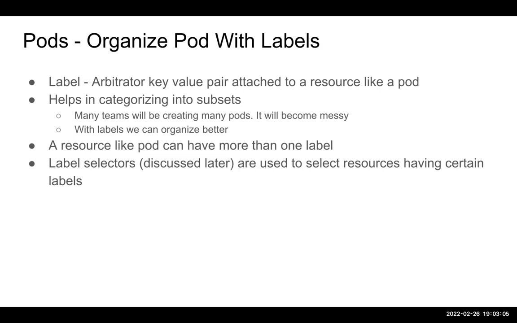So that way we can use labels, and it helps in categorizing the pods into subsets. One team can use some label, another team can use some other label, or within one team itself, you can use one label for dev and one label for QA. When the same code goes to dev and creates the pods in dev, you can label those pods with dev. So it basically helps you deal with the pods in a better way.